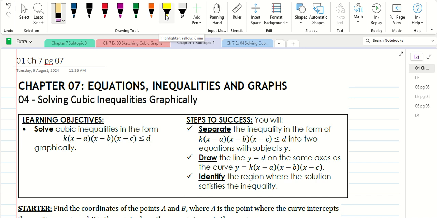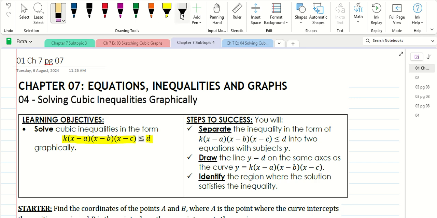So here, the cubic equation, as you can see on the left side, will be given in this factorized form. The inequality will be either less than or equal to, or more than or equal to. Sometimes it can be less than only, or more than only. And then there's a constant d. This kind of relates to the previous topics on quadratic inequality.